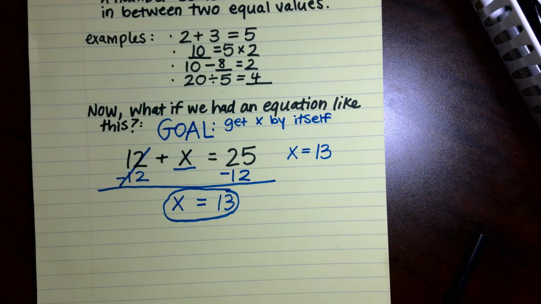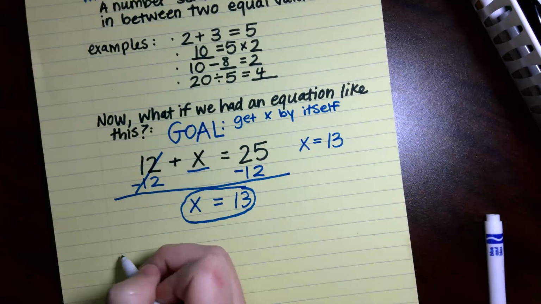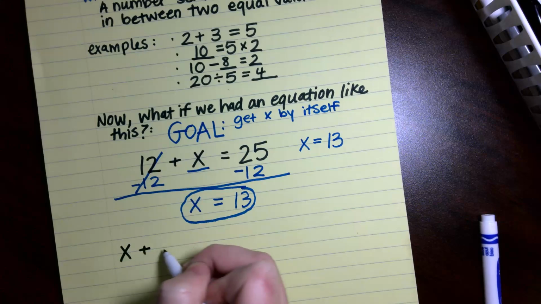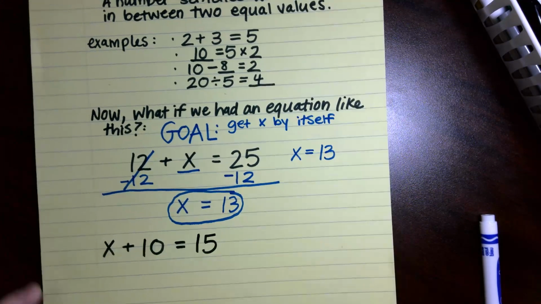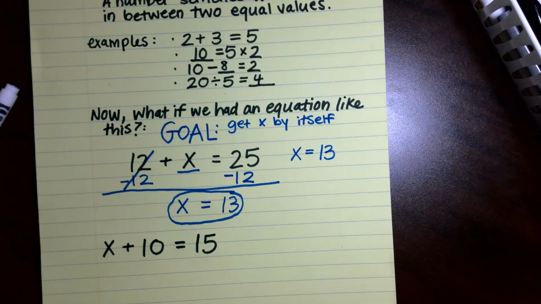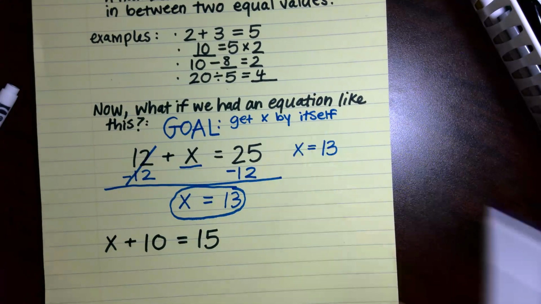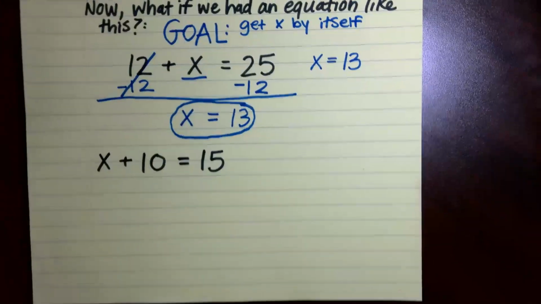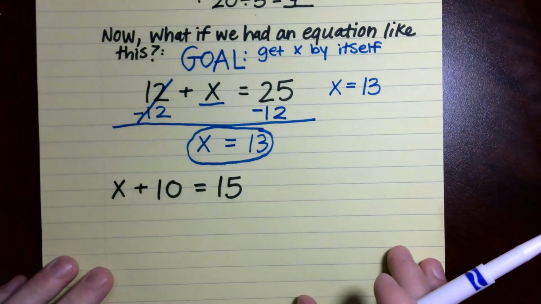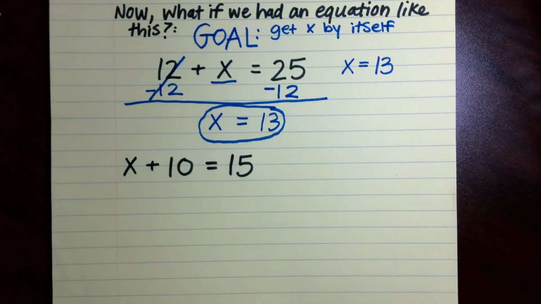So, what if I had x plus 10 equals 15? Remember the goal we wrote up here. Our goal is to get x by itself. So we want to get rid of anything that is keeping it from being alone. So I've got x plus 10. What should I do to get rid of that plus 10? Subtract it. Yes, let's subtract it.